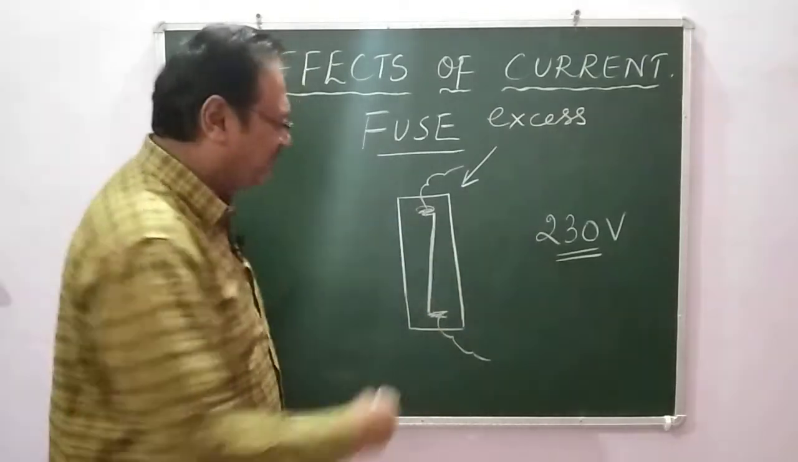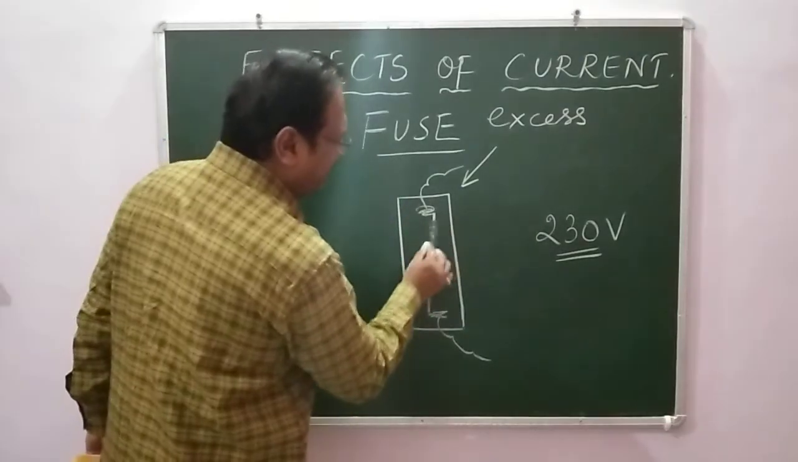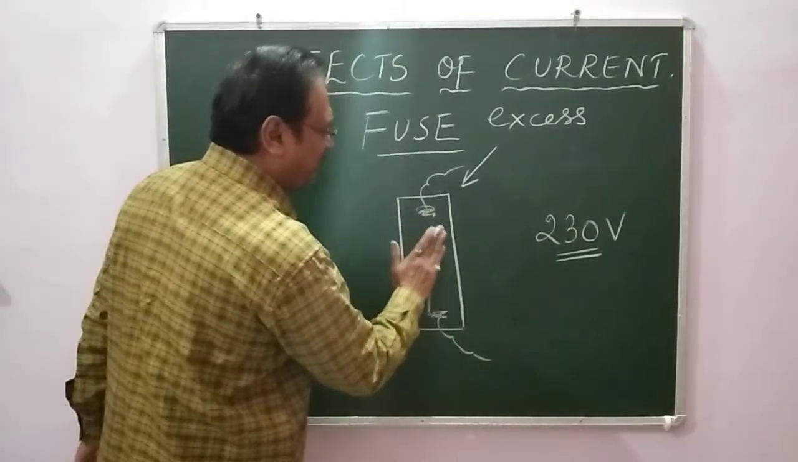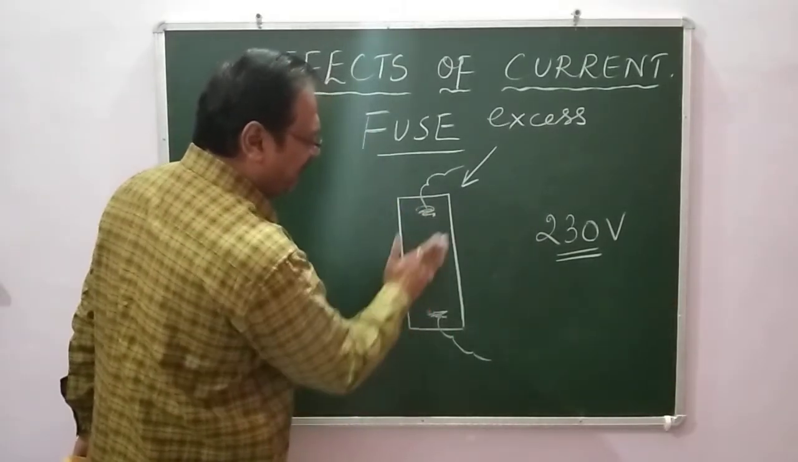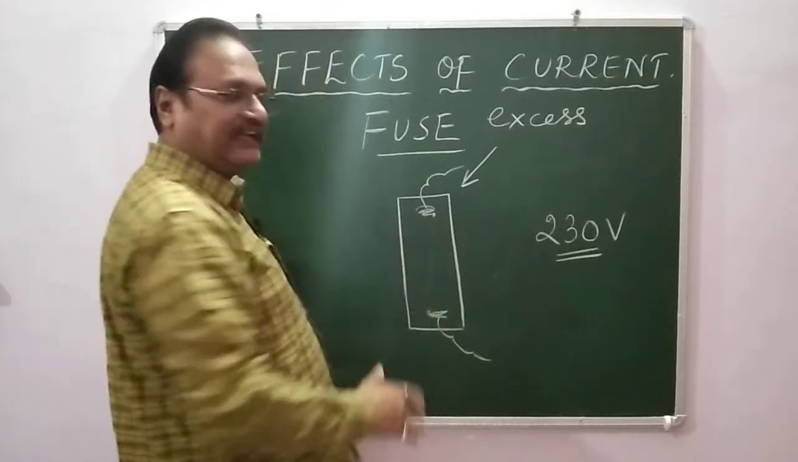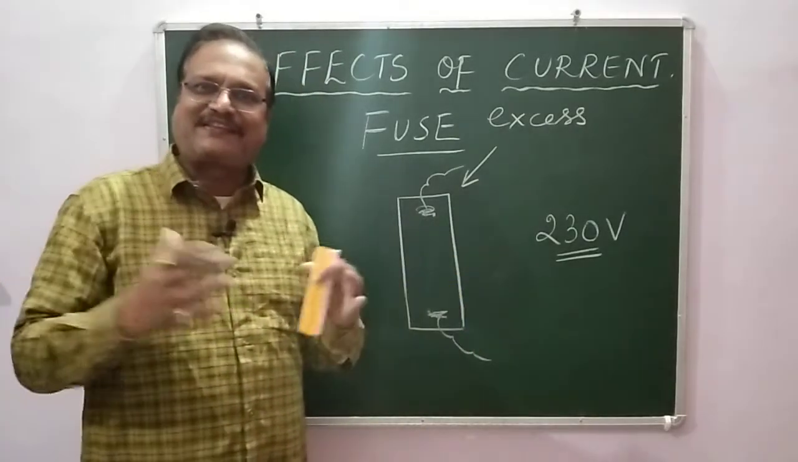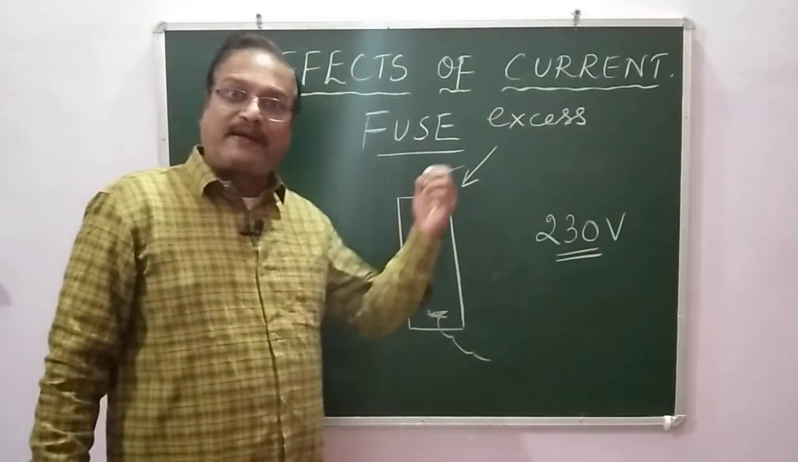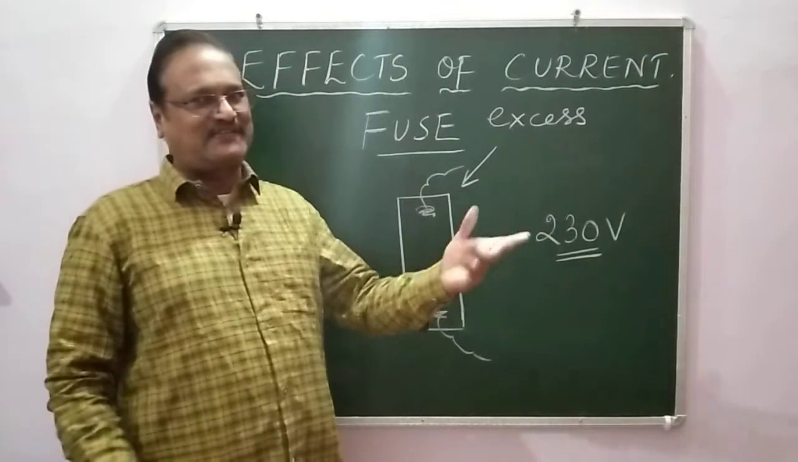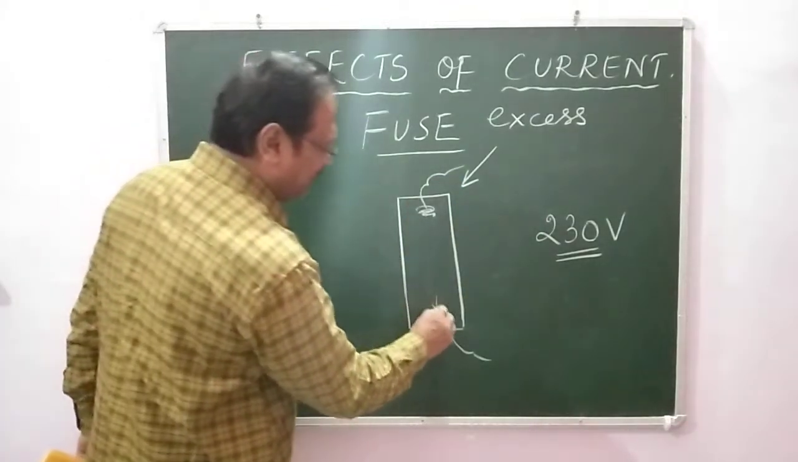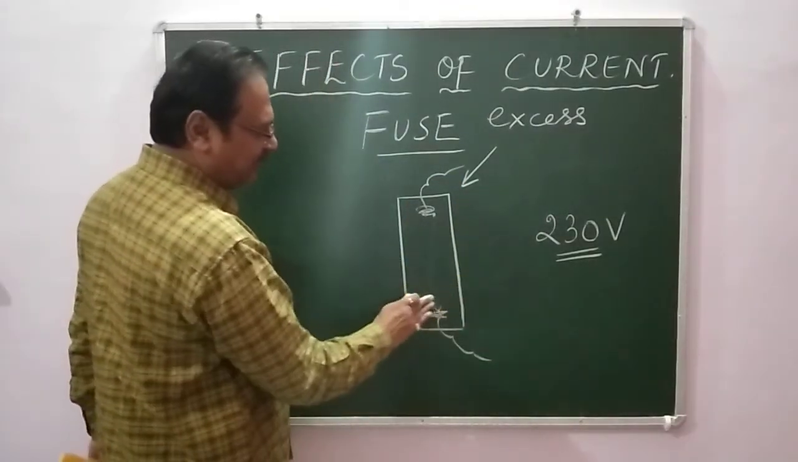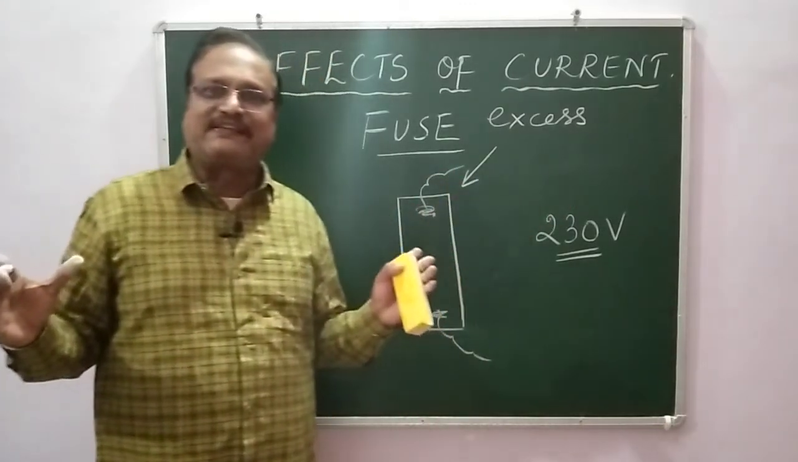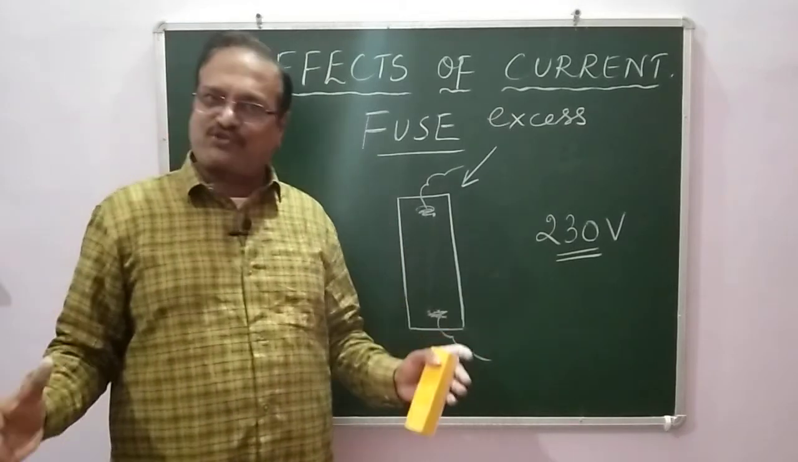This excess current, when it comes, the wire will get heated. When it gets too much heated, it will just melt. When it melts, what will happen? The circuit will break. The circuit will become an open circuit. When it becomes an open circuit, current cannot go further. It is already broken, right? And so all the electrical appliances will be safe in your house.